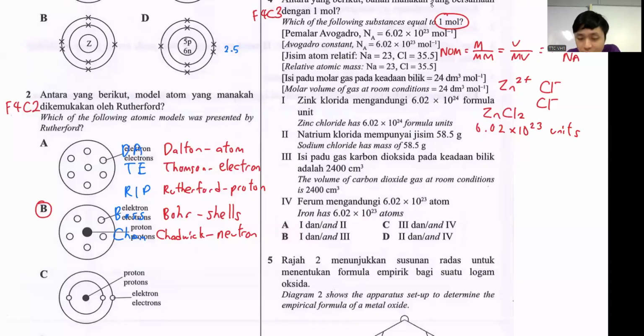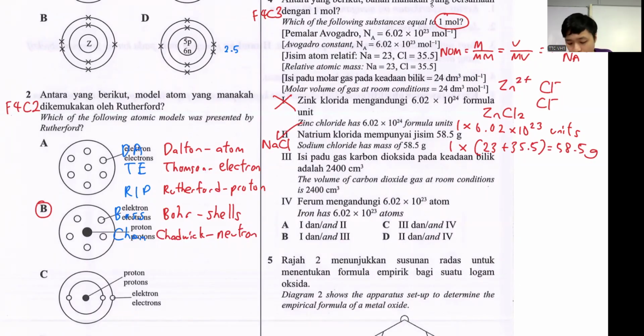Okay. Second one, sodium chloride has mass 58.5 gram. So you can use this formula: number of mole equals mass over molar mass. So if I want to get mass, I use number of mole multiply molar mass. The mole is 1, right? And the molar mass for sodium chloride, NaCl, is 23 plus 35.5. Then I will get 58.5 gram. So the second one is correct.